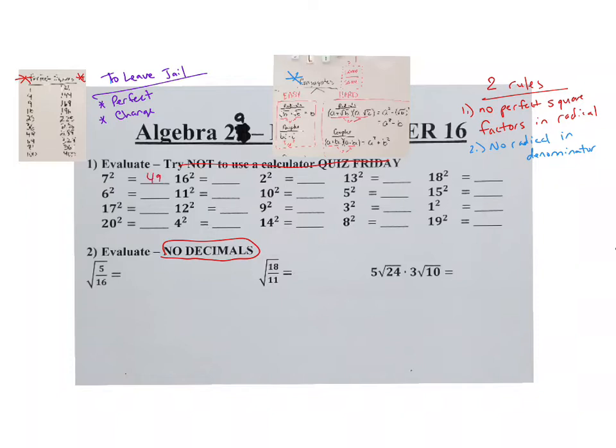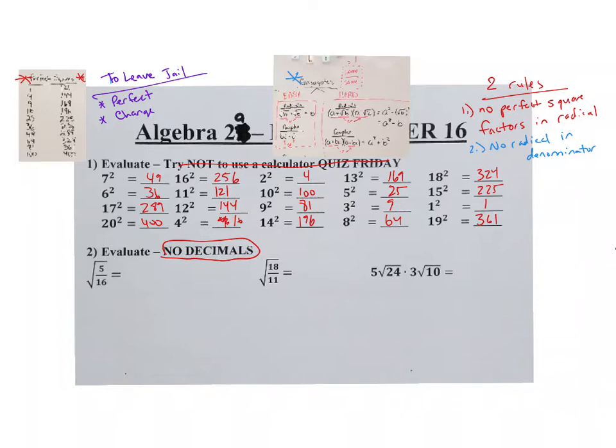So 49, 36, 289, 400, 256, 121, 144, 4, 16. I'm sorry. 4, 100, 81, 196, 169, 25, 9, 64, 324, 225, 1, 361. Alright, so that's going to help you if you know those. It's not the end of the world if you don't.